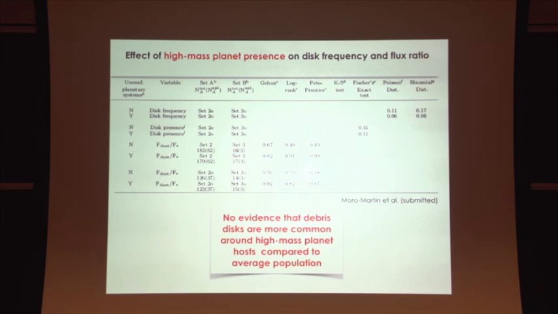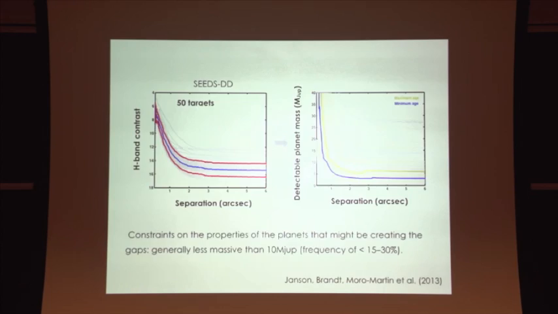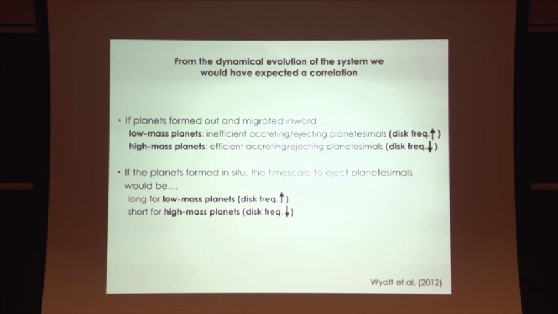And what factors could be contributing to the lack of correlation in the case of low mass planets? Well, that's the wrong plot, it should be this one. So first, why would you expect to have a correlation between disks and low mass planets? If planets form out and migrate inward, the low mass planets will be more inefficient at accreting or ejecting planetesimals as they migrate. And this will leave you with a higher disk frequency. High mass planets will be more efficient, leading you to a lower disk frequency.